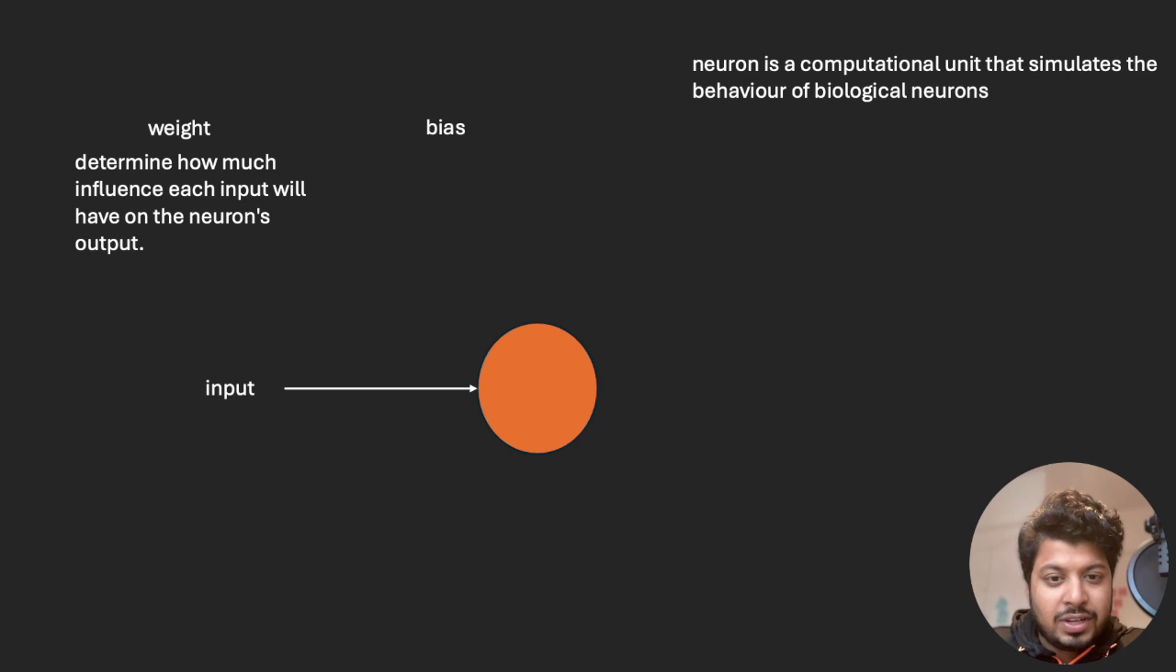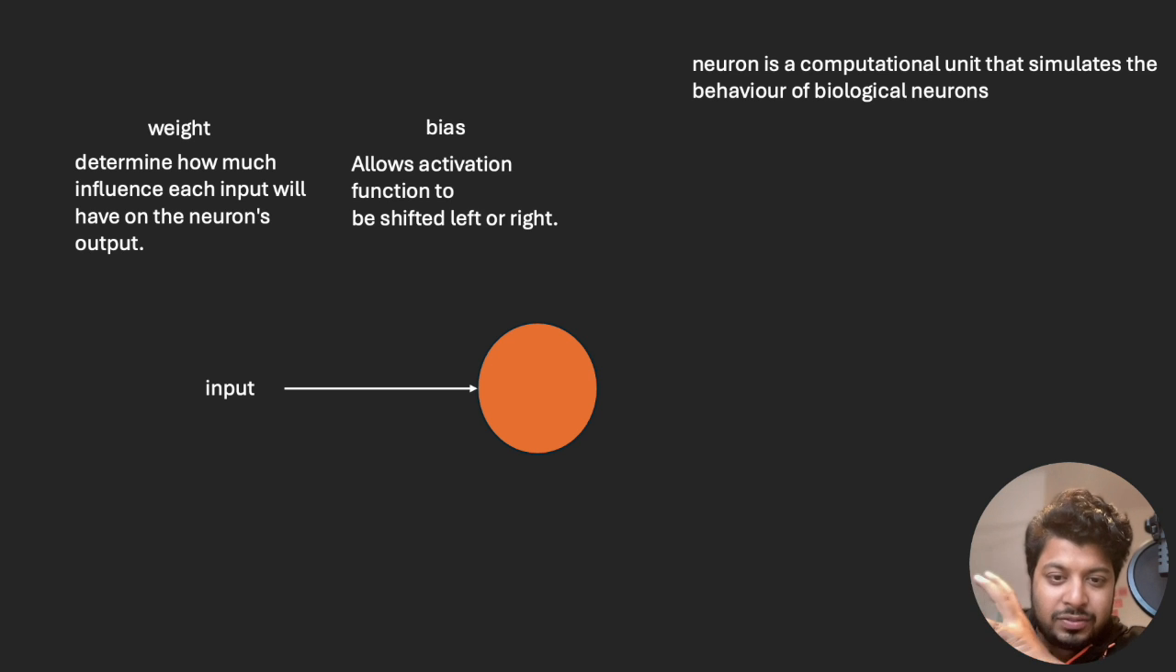After this weight, we have bias. Bias will allow the activation function to be shifted left or right. If you don't know how an activation function works, don't worry, I'm going to explain it. But I have also created a separate video on how the activation function is used in neural networks. If you are interested in the details of activation functions, you can watch that. Now, based on these three factors, the output will be calculated after applying the activation function on top of it.